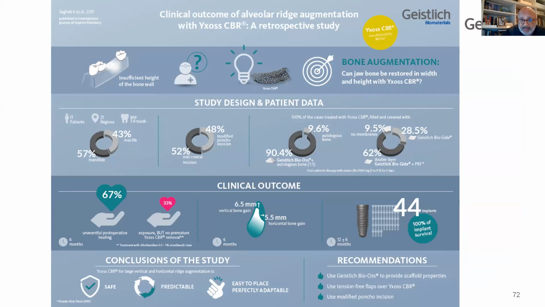In the patient data, the study design involved 43% maxilla and 57% mandible, virtually half and half for poncho and mid-crestal flaps. Autologous bone was used in only just over 10%, and xenograft for the majority. A small number used no membranes, about a third used BioGuide, and a double layer was used in 62% of them.